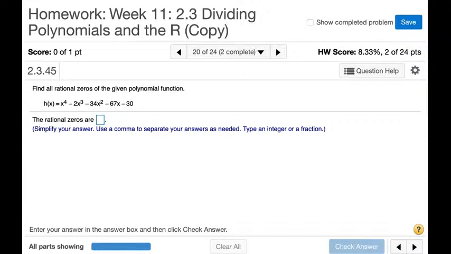30 plus 27 is 57. Oh, 57. That's going to be what? -10. That's going to be 30. Okay, we found our 0. And we might have a little bit more work.